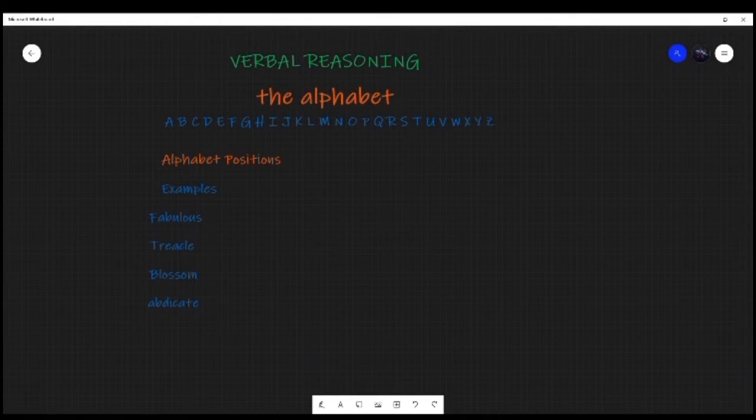So if they ask you, for example, what is the alphabet position of the 4th letter in fabulous, all you have to do is just find U, look for the number underneath, write the answer, easy. Same with treacle, blossom, abdicate, exact same thing. And that is like most of the questions.